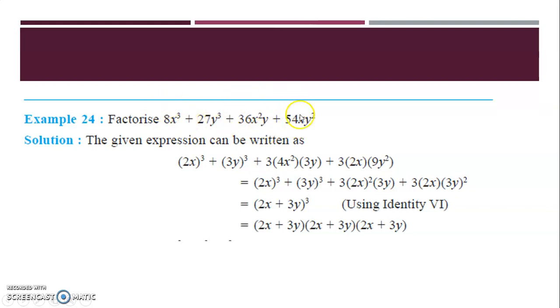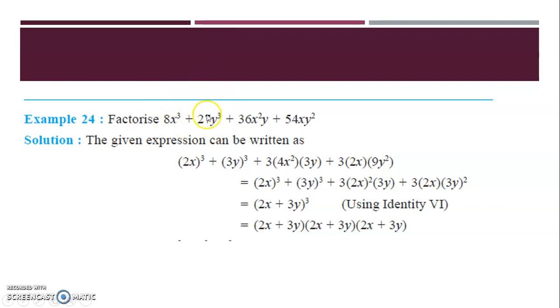When you see such a question, the first thing you have to check is whether you can find two perfect cubes in the polynomial. So here there are two perfect cubes. 8x cube is 2x the whole cube, and 27y cube is 3y the whole cube. So if you find two perfect cubes, there is a chance that this identity is of the form x plus y the whole cube or x minus y the whole cube.